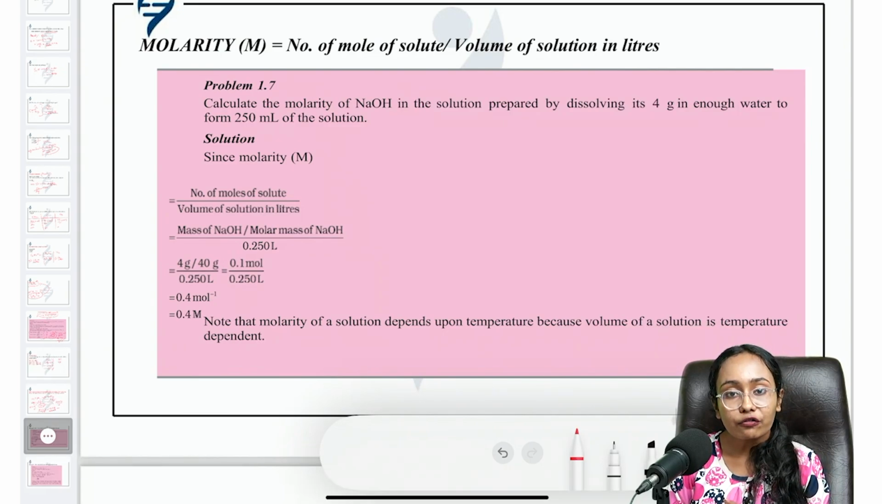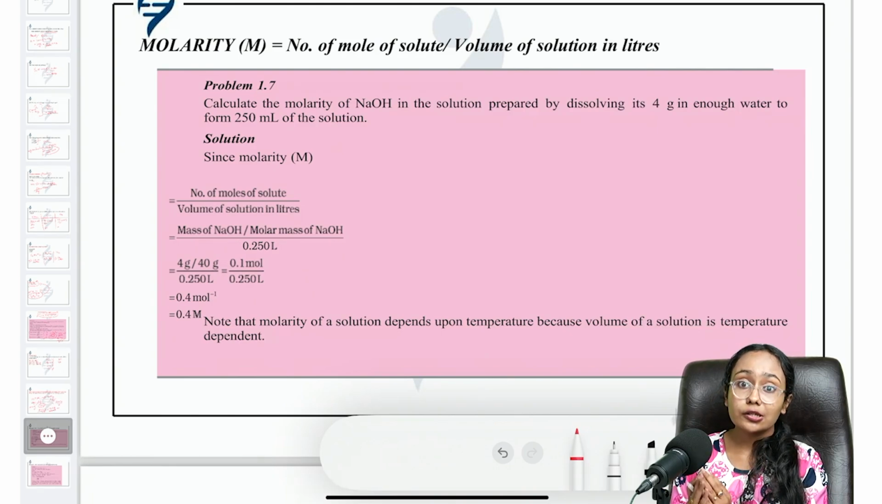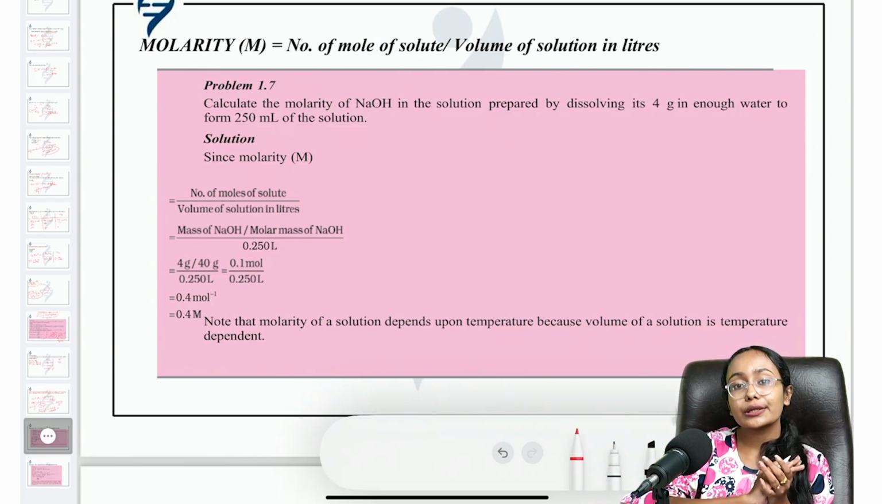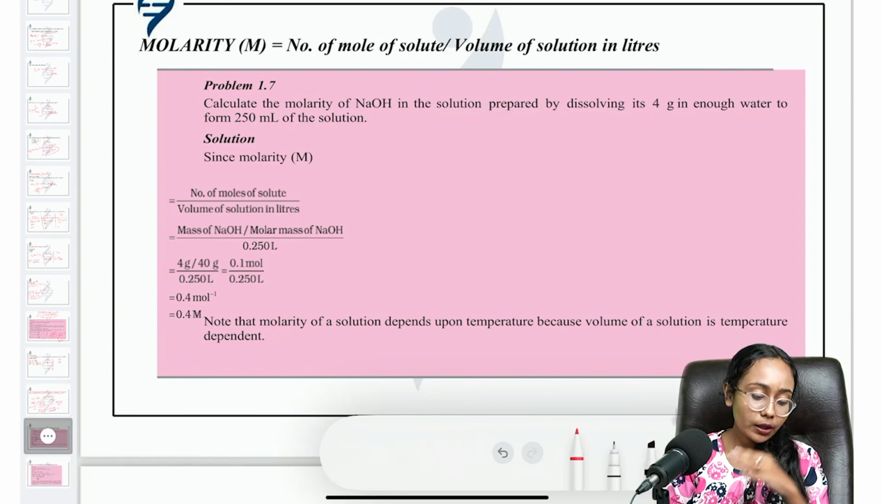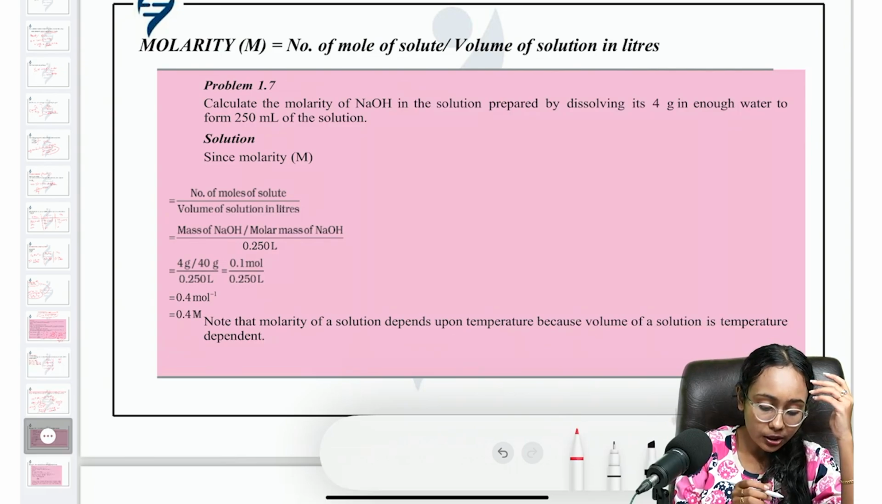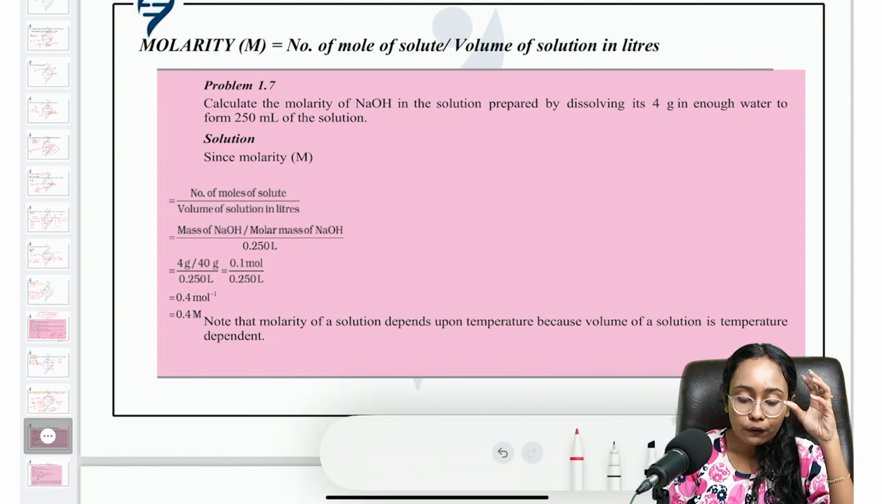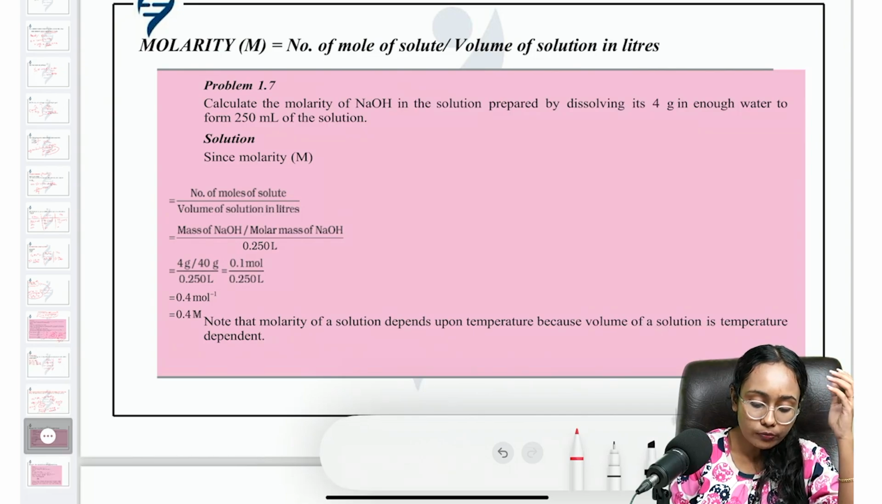Molarity means the number of moles of solute per volume of solution in liters. Okay, you know the volume of solution, then how do we find the molarity? You need to find the number of moles of solute present in that solution and divide it by the volume of solution in liters. Okay, let's see the problem from NCERT, problem 1.7. Calculate the molarity of NaOH in the solution prepared by dissolving 4 gram of it in enough water to form 250 ml of solution.